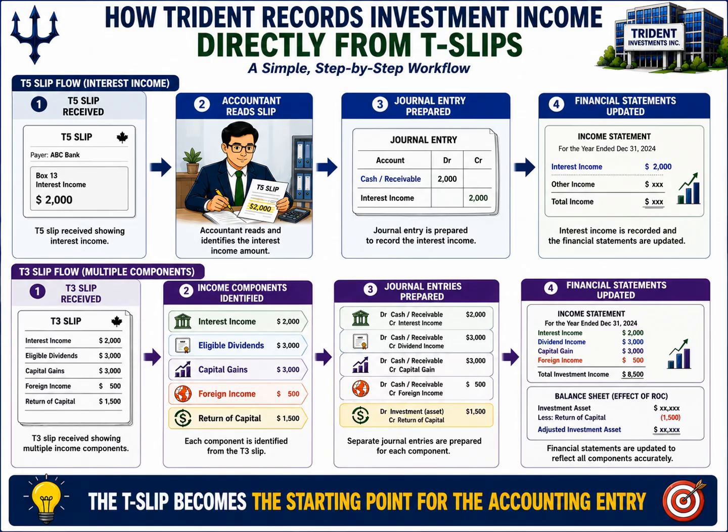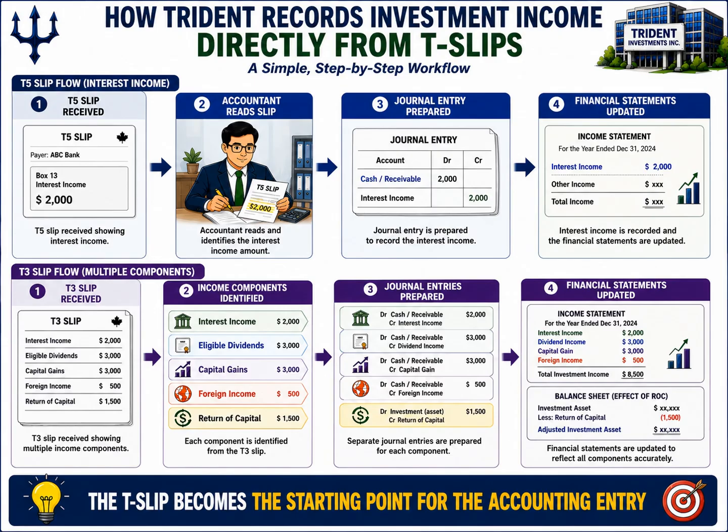The income statement reflects the various income components. The balance sheet reflects any adjustments to the investment asset caused by return of capital. This process ensures that the accounting records accurately mirror the information provided on the T3 slip.